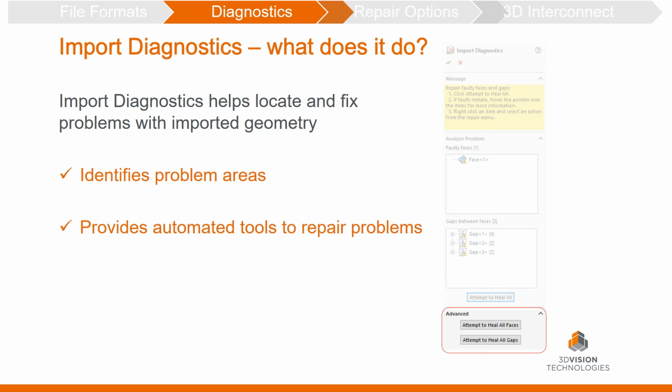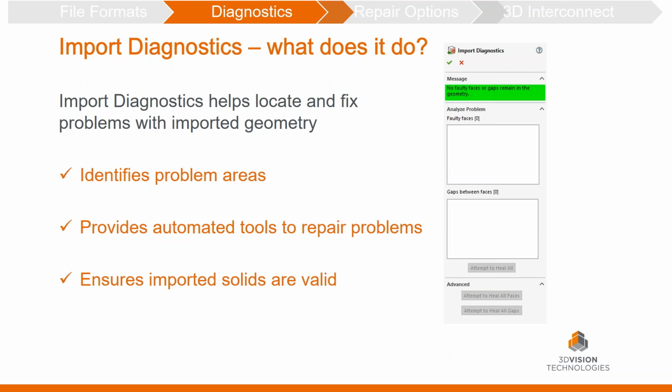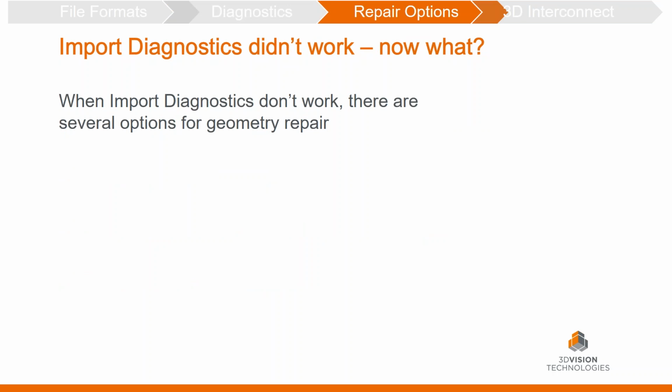Attempt to Heal All, you see that kind of in the background there, but then there are a couple of grouped sections down at the bottom: Attempt to Heal All Faces and All Gaps. Maybe it makes sense to try and do the gaps first and then the faces next, instead of trying to do everything at one time. Our goal is to ensure that we have a valid solid, and this is what we want to see eventually, that we have no faulty faces or gaps remaining in the geometry.